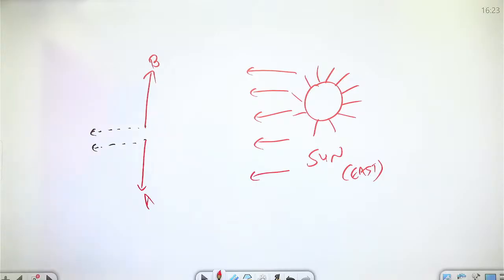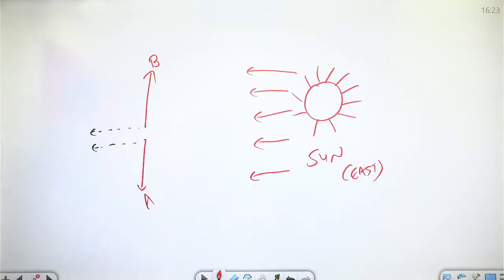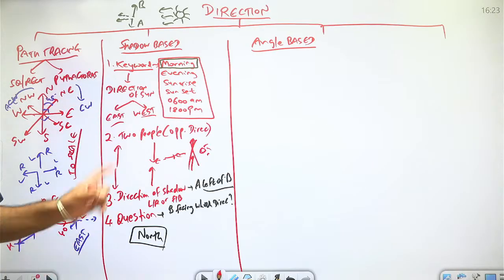Okay, now if the question said in the evening, so the sun can go in the west, then my shadow directions will change. So then my answer will accordingly change. Okay, perfect. So this was shadow based. Now we come to angle based.